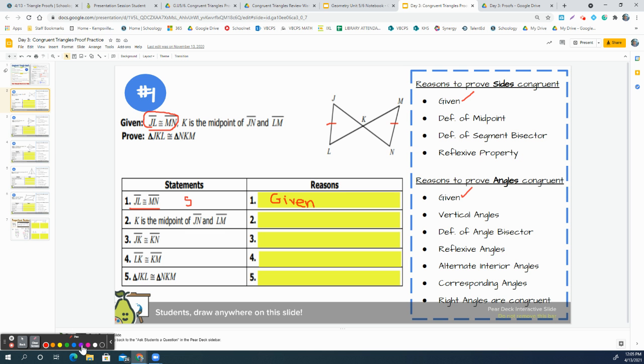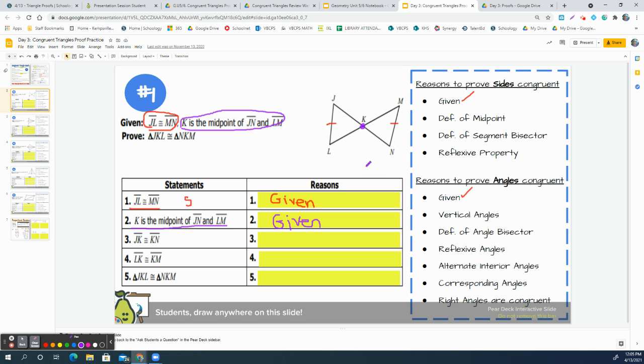Okay. The second thing it says is K is the midpoint of JN and LM. I see that right here. K is the midpoint of JN and LM. Those two things are exactly the same. So the reason here is also given. Easy peasy, right?